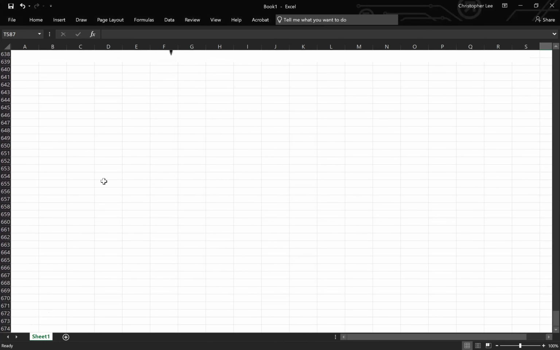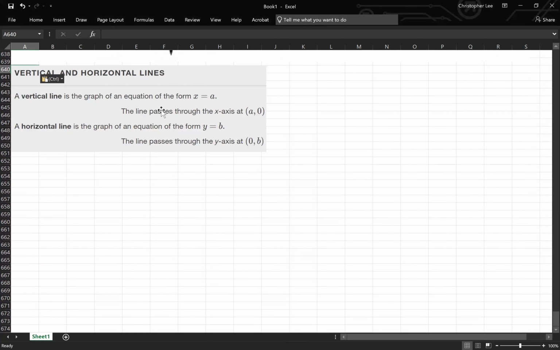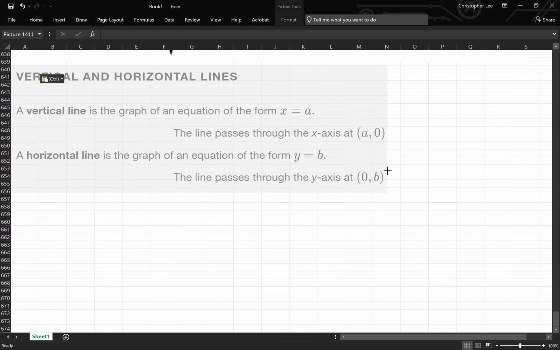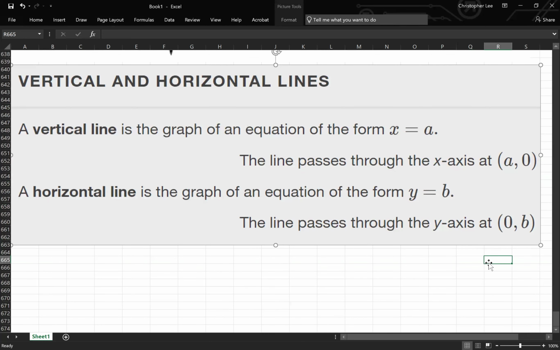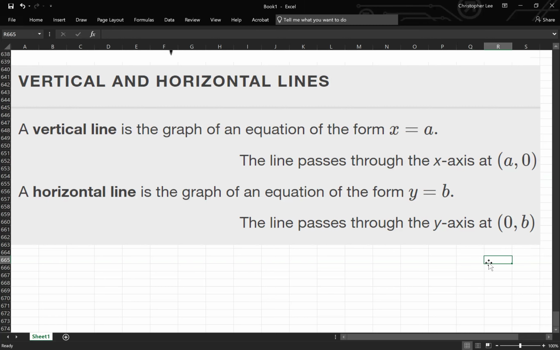I just want to elaborate real quick before we try one. So vertical and horizontal lines. A vertical line is the graph of an equation of the form x is equal to a, a being some number. The line passes through the x-axis at a, comma 0, whatever that number is, comma 0. A horizontal line is the graph of an equation of the form y equals b, right? Where the line passes through the y-axis at 0, comma b. You have to show it passing through that point. Yeah, that's important to show.